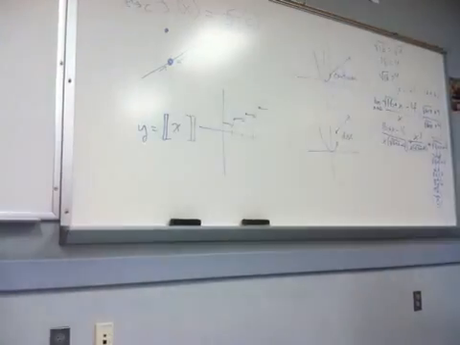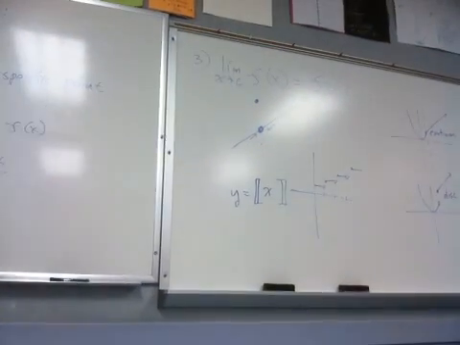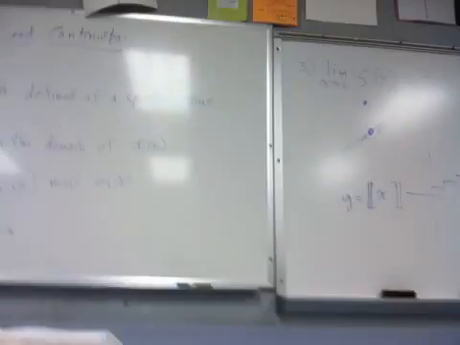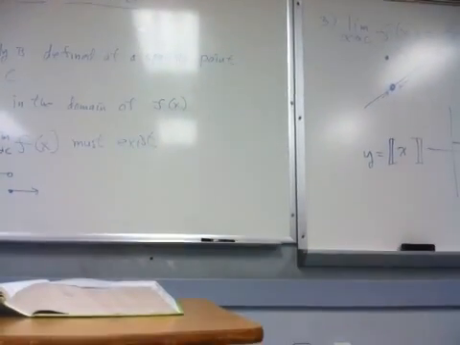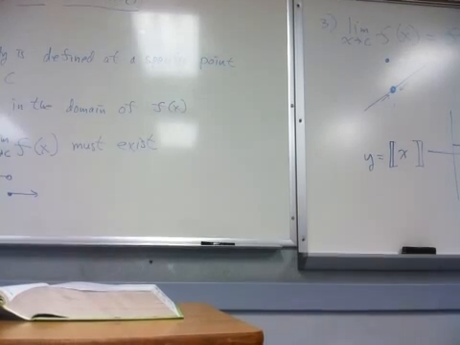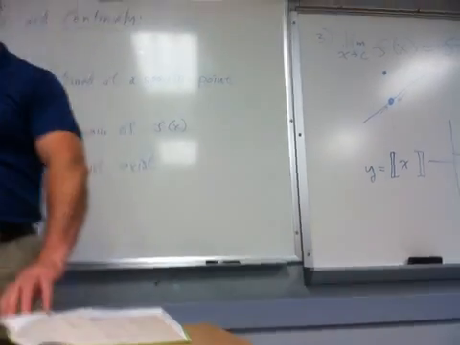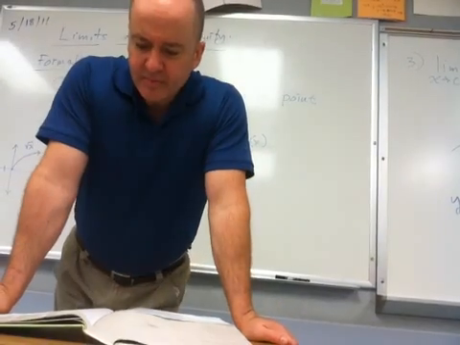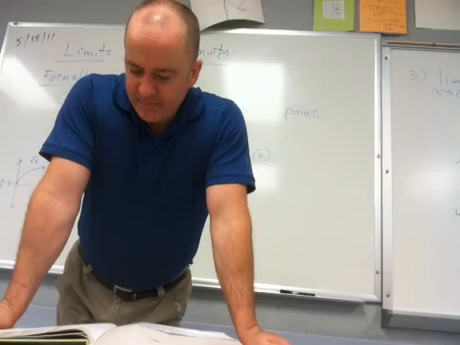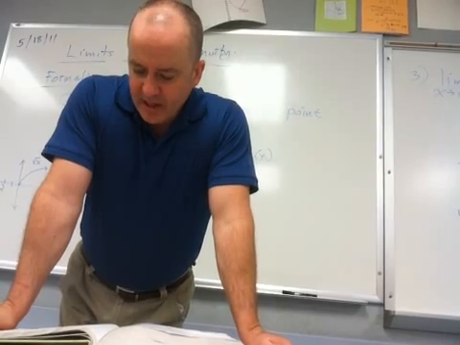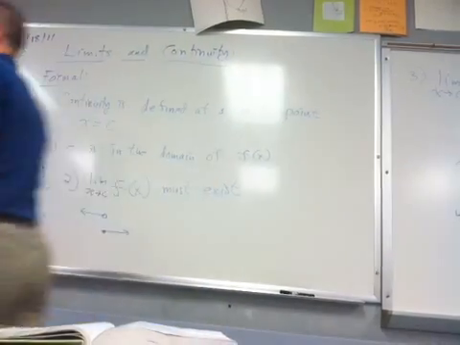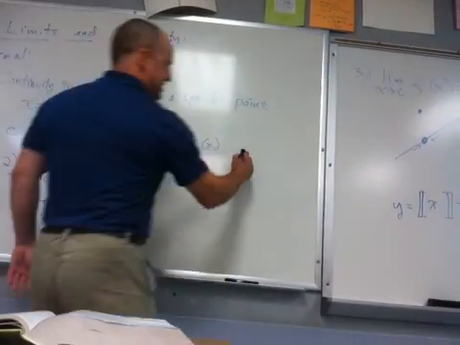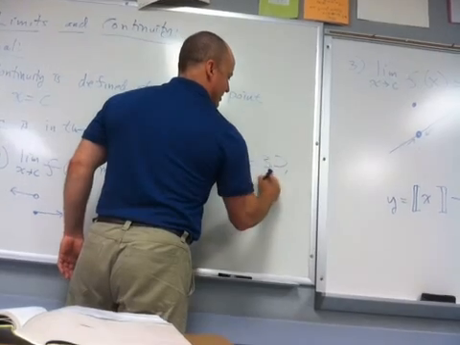On the homework tonight, what you're going to be asked to do is to prove or disprove continuity. Let me double check the numbers. It's page 1067, 2 through 32 even. What page? 1067.